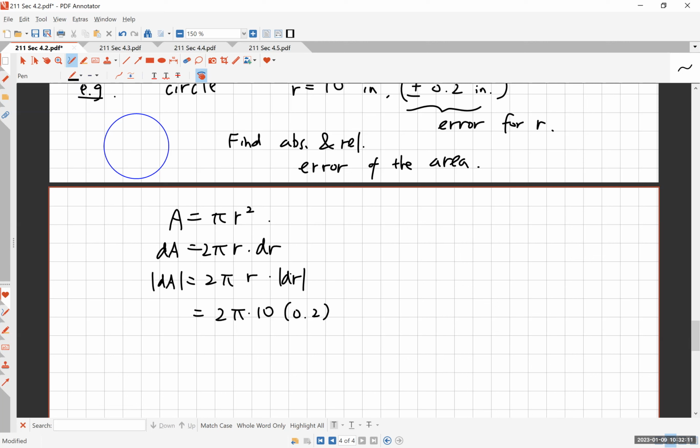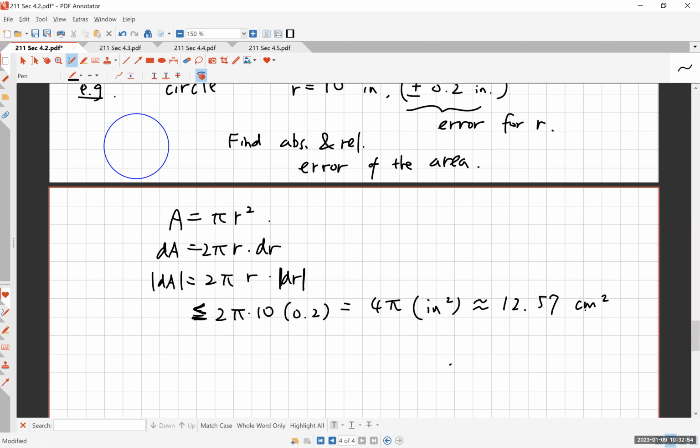Because we don't know dr, dr is at most plus or minus 0.2. The absolute value is at most 0.2. So this is what you get. This is 2 pi times 10 times 0.2, that's 4 pi, and so that's approximately 12.57. Oh, sorry, it's in square inches.